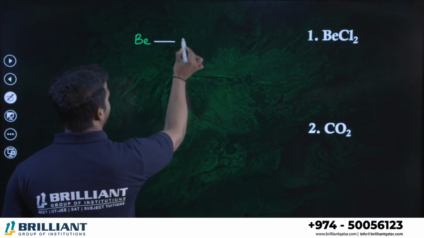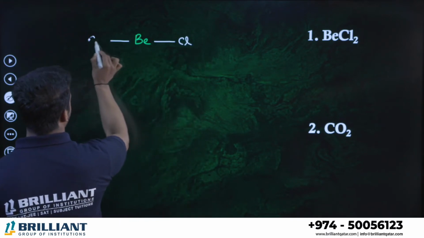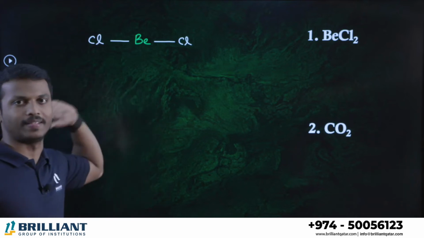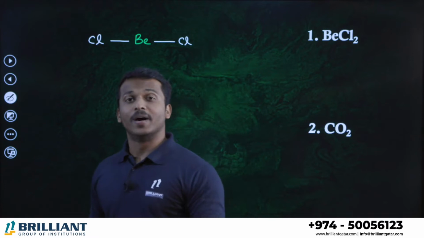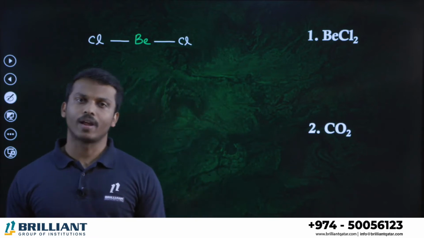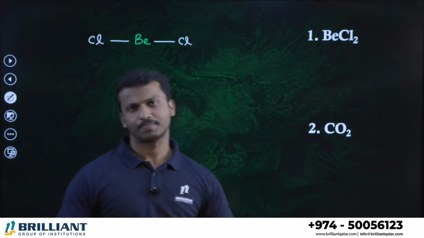You may have studied that it has linear geometry. BeCl2 is a linear molecule, like this. Okay, let's go. Let us calculate the dipole moment. Beryllium is the central atom, right? Chlorine is the surrounding atom.